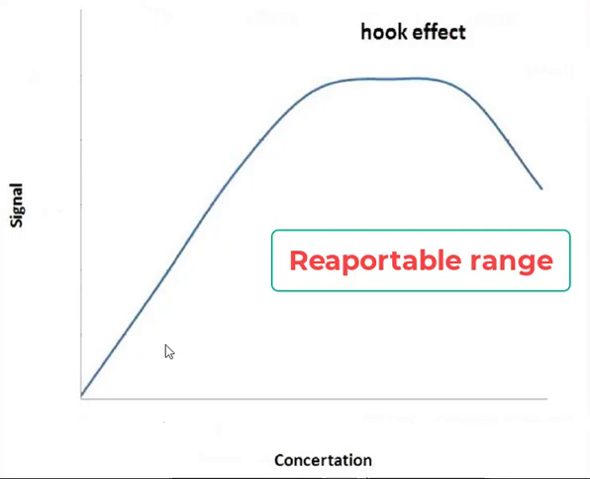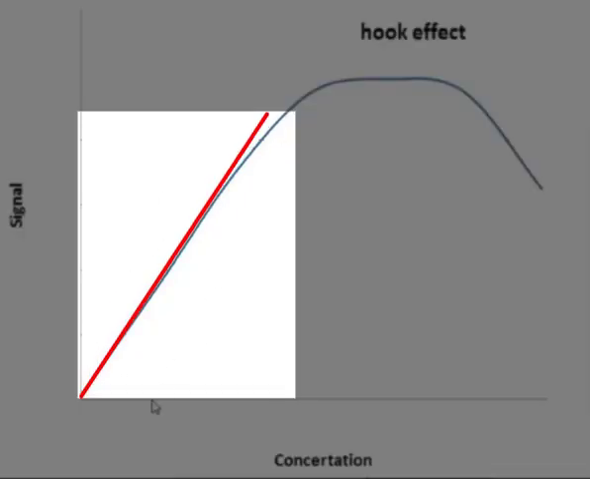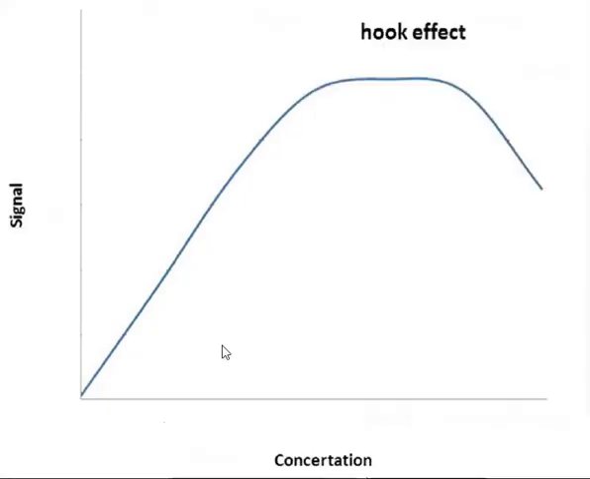Here is the reportable range. In this area, our signal is proportional to the analyte concentration. In fact, there is a linear relationship between the signal strength and the analyte concentration. But as the concentration of analyte increases, for example, in some samples that have a very, very high amount of analyte, you see from here the shape of our curve changes to a maximum point in which there is an optimal ratio of capture antibody and antigen concentration.